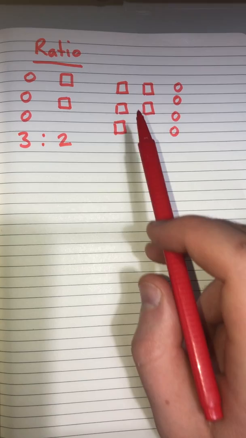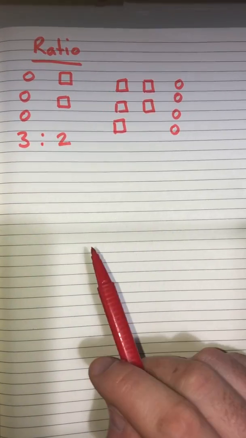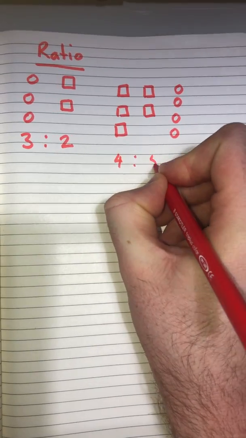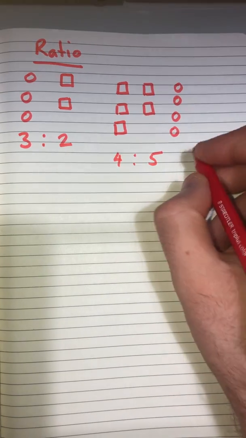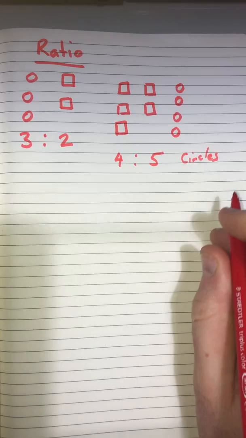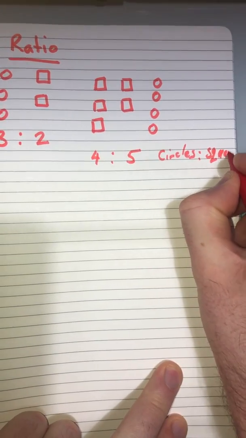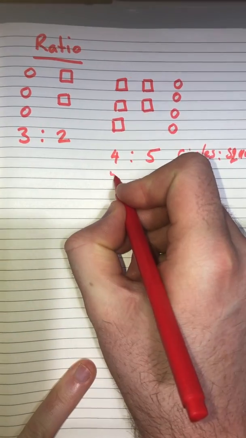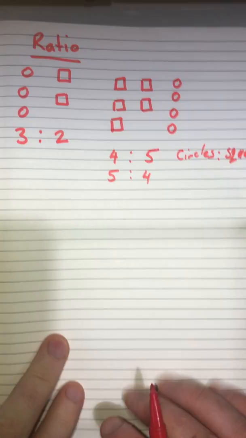Okay, so in this example, I have 5 squares and 4 circles. Okay, however, if I ask for the ratio of circles to squares, okay, the ratio of circles to squares would be 4:5. Alright, so if that was circles to squares, okay, now if I was asked for the ratio of squares to circles, it would be 5:4. Okay, so the subject has to go first.